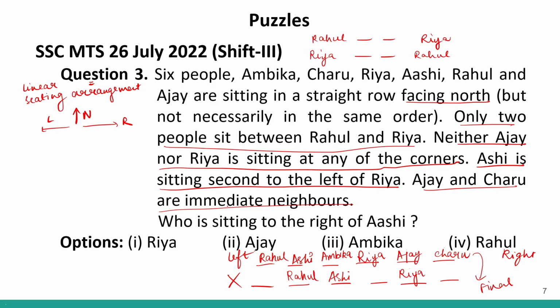Now what does the question ask? The question asks who is sitting to the right of Ashi. Ashi is over here. To the right of Ashi we have Ambika. So my answer will be option number 3, Ambika. Okay? Answer will be option number 3, Ambika.